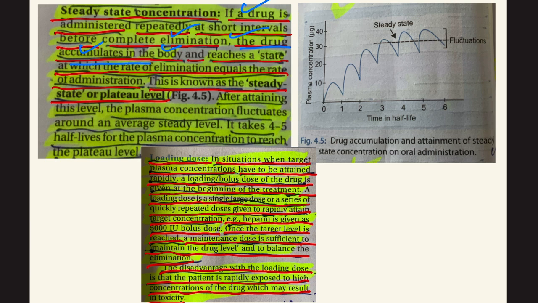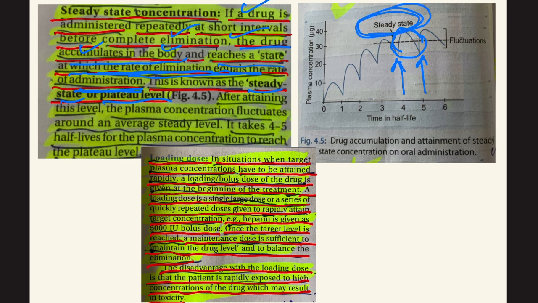The drug accumulates in the body and reaches a steady state at which the rate of elimination equals the rate of administration. So this is called a steady state plasma concentration or plateau level. As you can see here in this graph, by 4 to 5 half-lives, we have a concentration which is fluctuating over a particular value and it is almost constant. So this is called the steady state concentration of the drug.